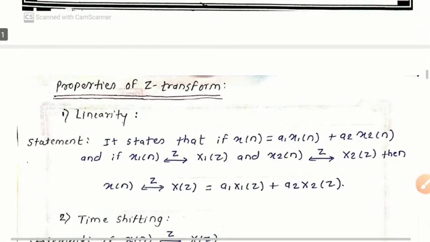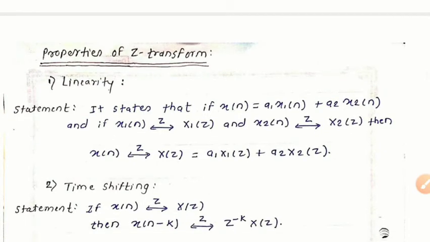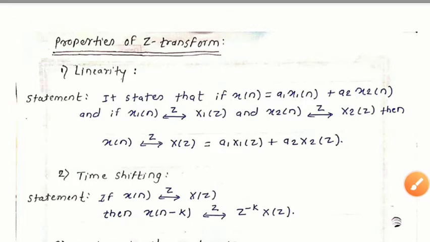So we will quickly move to the properties of the Z transform. We will quickly revise; there are 7 to 8 properties of the Z transform, okay. The first property of the Z transform will be the linearity property. So the linearity property states that the statement is given.